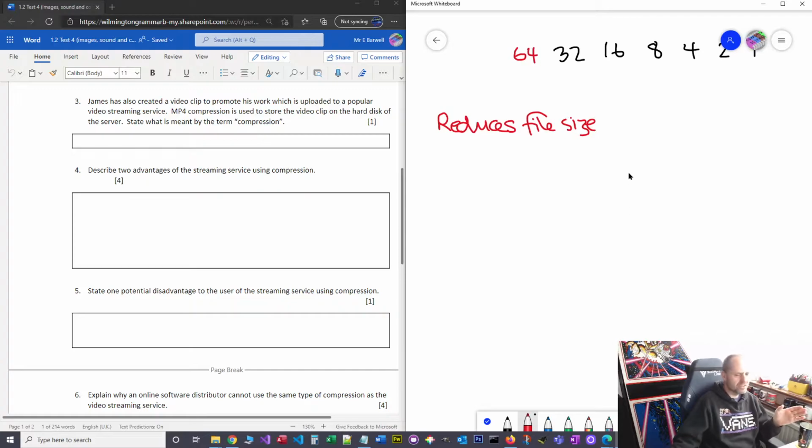So what does that mean? That means they can store more films or more clips. Did it say movies? It didn't really say what it was. So it can store more clips, which can lead to more variety. So I'm really going to town on this.